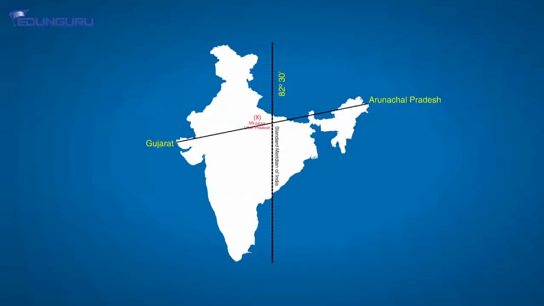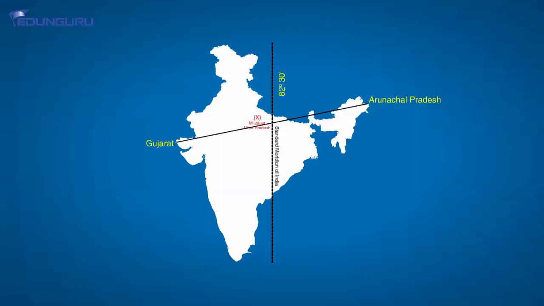Now, children, who will tell me which is taken as the central meridian for deciding the time in India? Yes, Adil? 82.5 degrees east. Okay, you're absolutely correct. 82.5 degrees east is the central meridian which is taken as the standard time for India. This is passing through Mirzapur in Allahabad in Uttar Pradesh. You can have a look at its location, children.